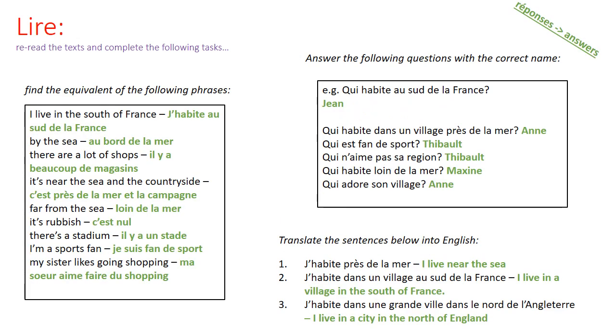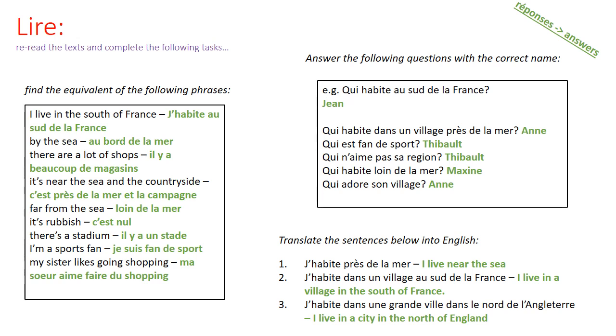Okay, so well done for making it this far. The first one then, I live in the south of France. J'habite au sud de la France. So well done if you got that one correct. By the sea is au bord de la mer. I would also accept près de la mer. If you've written près de la mer, that is perfectly fine as well. But près on its own doesn't mean near. Okay, so just bear that one in mind.